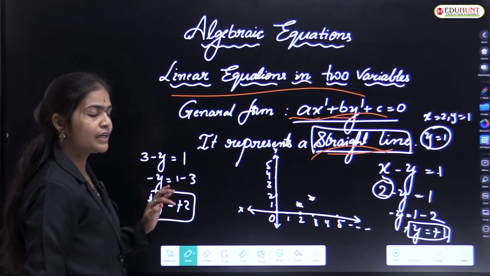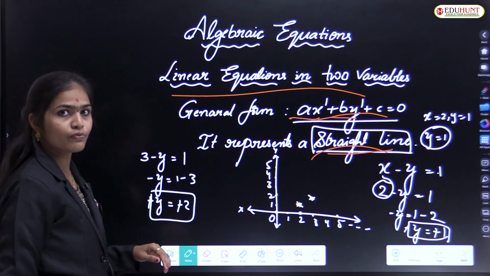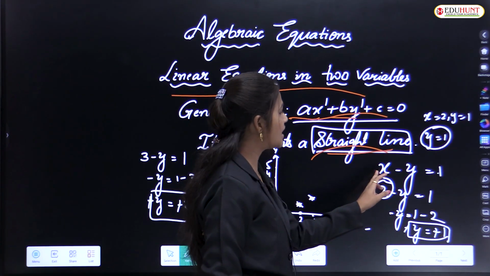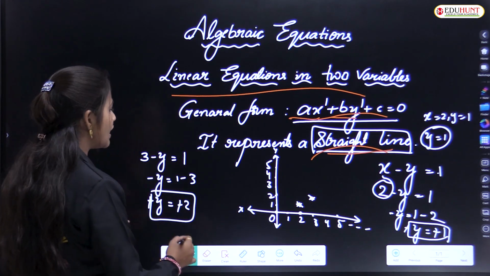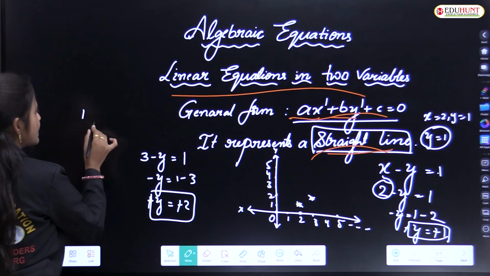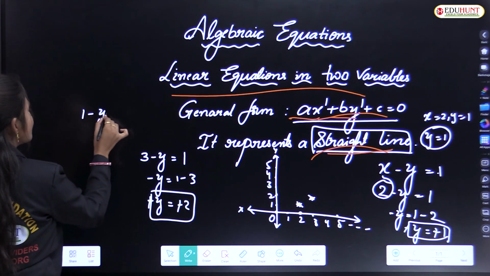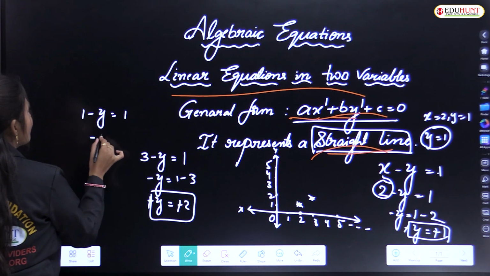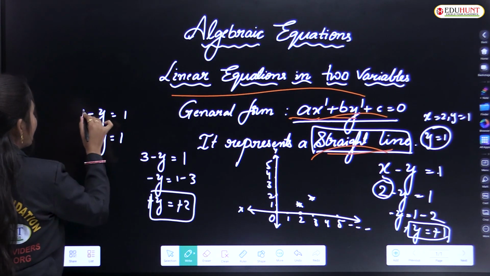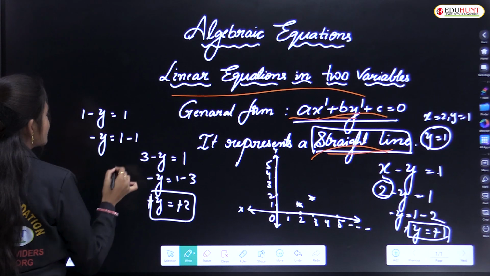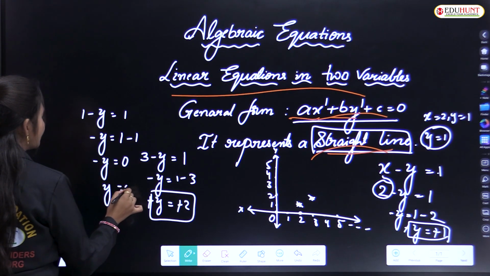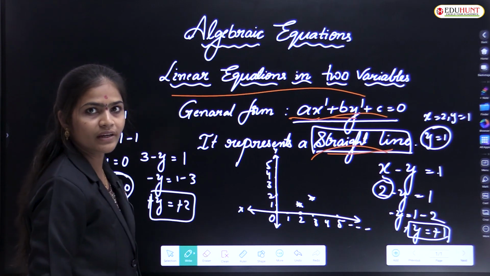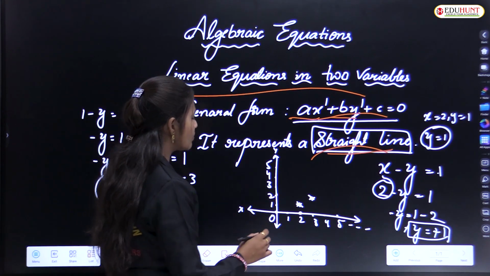Okay, for example if you take x is equal to 1, does it satisfy here? 1 minus y is equal to 1. So what is the value of y? For example x is equal to 1. 1 minus y is equal to 1. So minus y is equal to 1 minus 1, that is 0. So y is equal to 0. Minus 0 we can't write, right? So that's why here y is equal to 0.